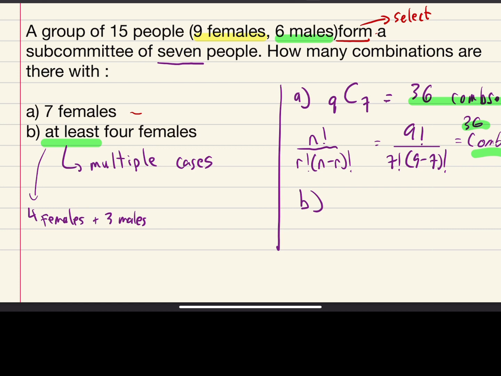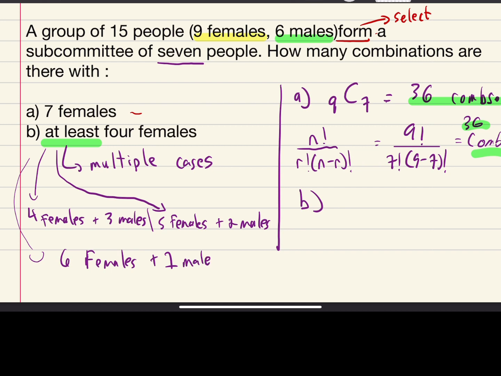We're choosing 7. Then another combination, you would have 5 females, because it's at least 4 females. So that's 4 females and above. At least 5 females plus 2 males. Then we would have, as another combination, 6 females plus 1 male. And then, of course, we could have 7 females all together here. Now, each of these has to be written as its own combination with its own combination formula.